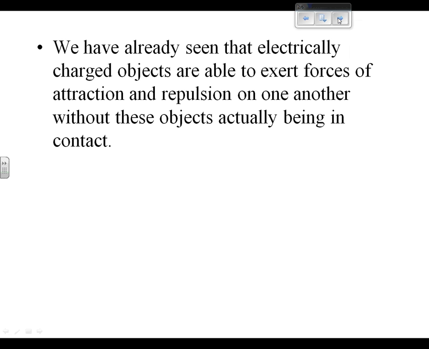So, we've already seen, we only got 5 left. We've already seen that electrically charged objects are able to exert forces of attraction and repulsion on one another without these objects actually being in contact. We call that action at a distance or force at a distance. The concept of force field, because the object is in contact with the field.